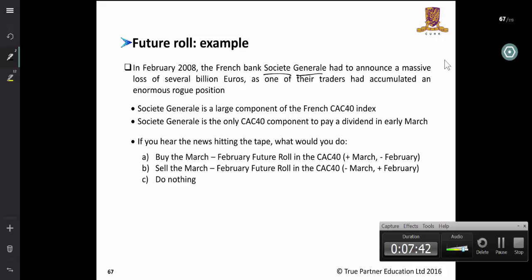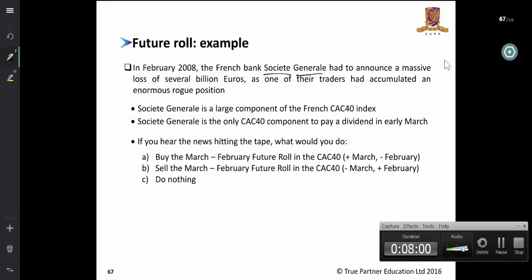I often wonder how these traders can make mistakes like that. We used to joke around in the trading room. In order to lose 5 billion euros, you have to be damn hardworking. It's not that easy, but this guy managed it somehow.